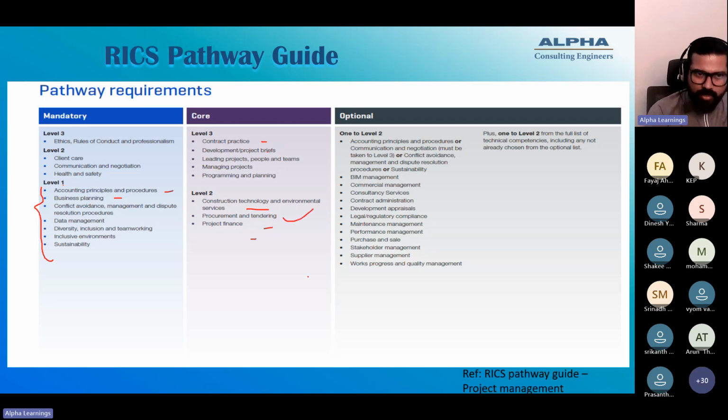Whereas in project management, leading projects, people and team, development and projects brief, contract practice, this needs to be written up to level 3. So level 3 needs to be written in 200 to 250 words or so, right? Why am I saying this? Because there is a word limit. For mandatory, there is a word limit of 1,500 words. You cannot go beyond 1,500.